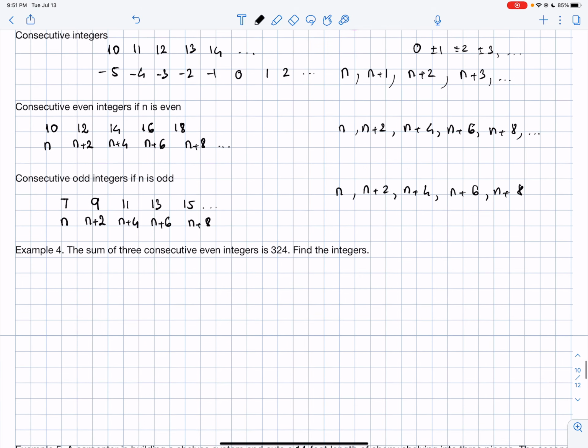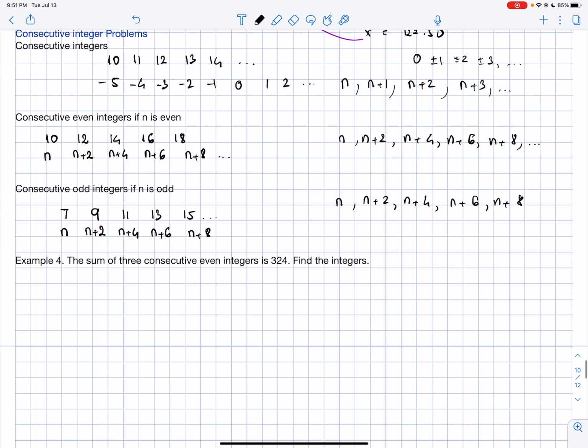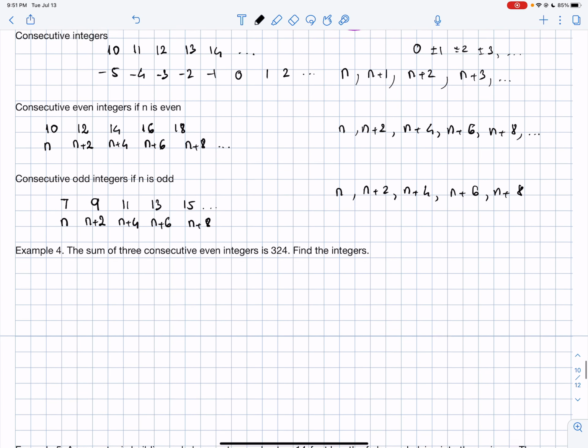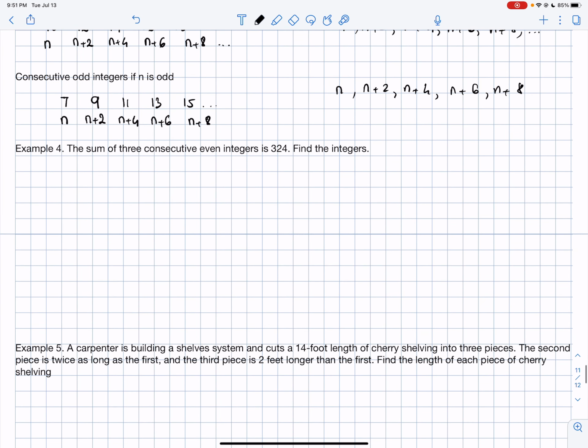In example number 4, we will apply the consecutive integer problems. The sum of 3 consecutive integers is 324. Find the integers. So they're asking us to find the integers. That means we have to find 3 of them. So I'm going to call the first integer, the second integer, and then the third integer.